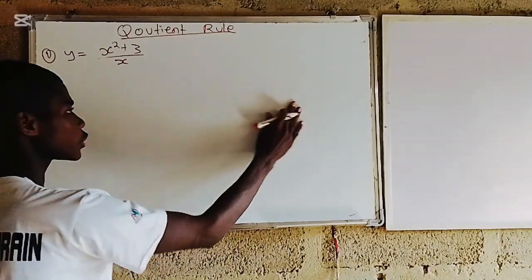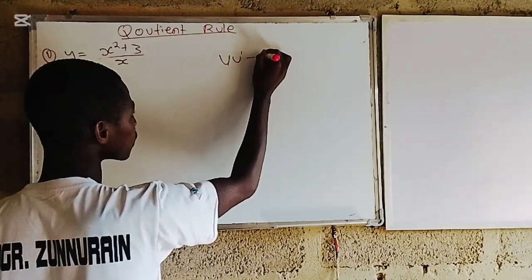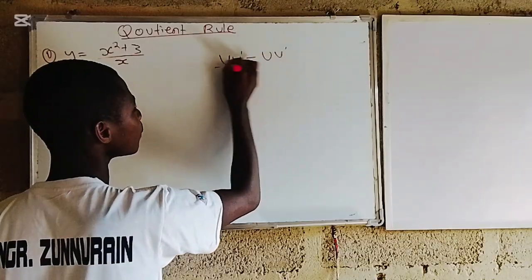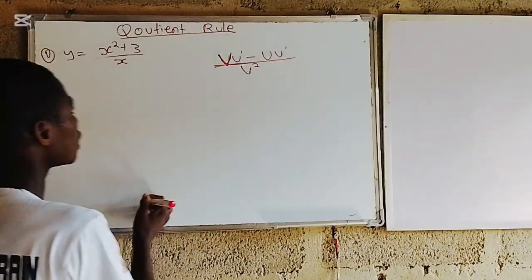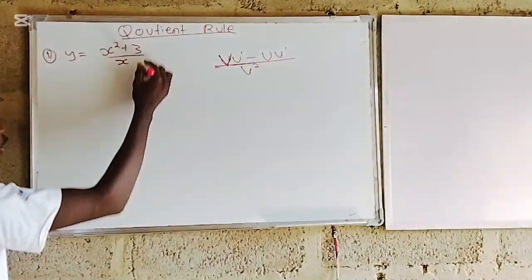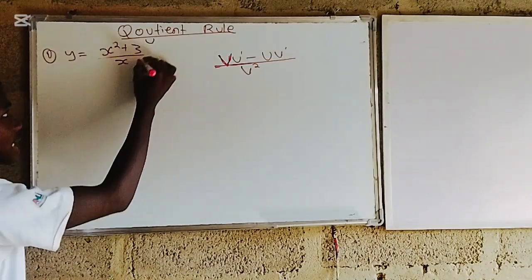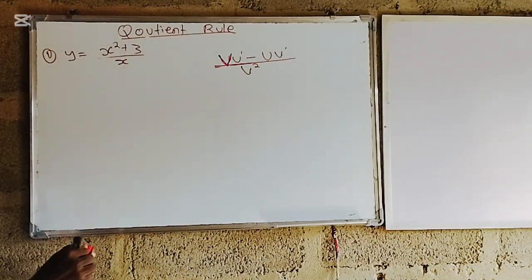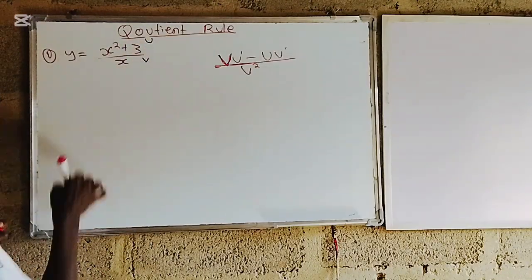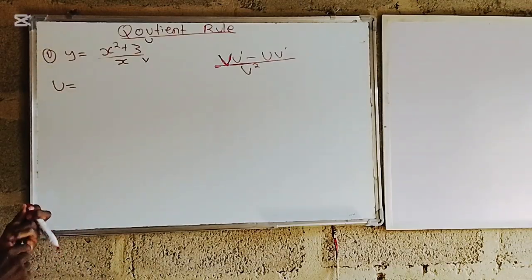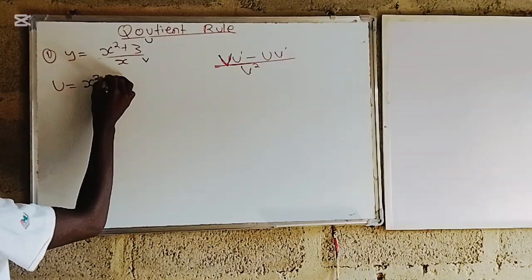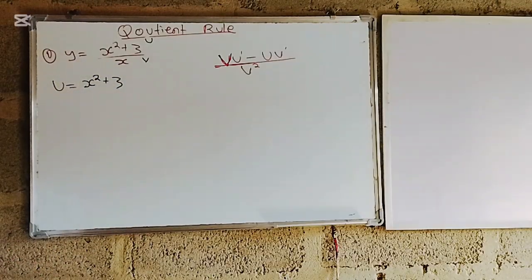If you recall, the quotient rule formula says that V U prime minus U V prime over V squared. This is U, this is V. In the quotient rule, the numerator you set as U and the denominator as V. So the value of U should now be x squared plus 3.